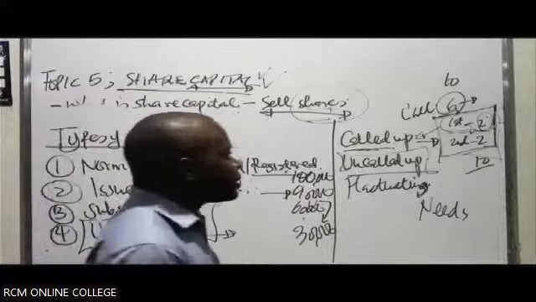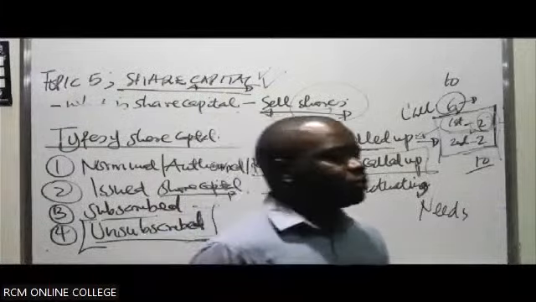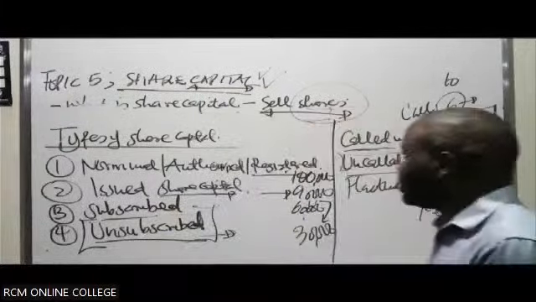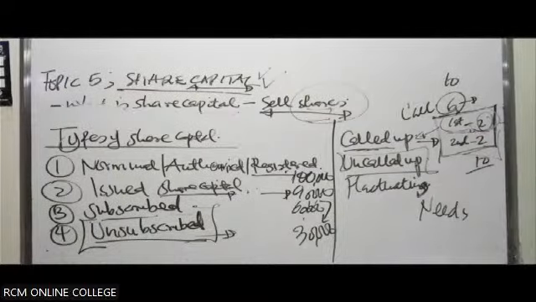That will be part of the reason why they can go for this kind of approach, whereby on allotment you just pay part of the face value. Then when they make the first call, you make another portion of the payment of the face value. When they make the final call, you make the final payment on the shares, as a result of the capital needs of the company.